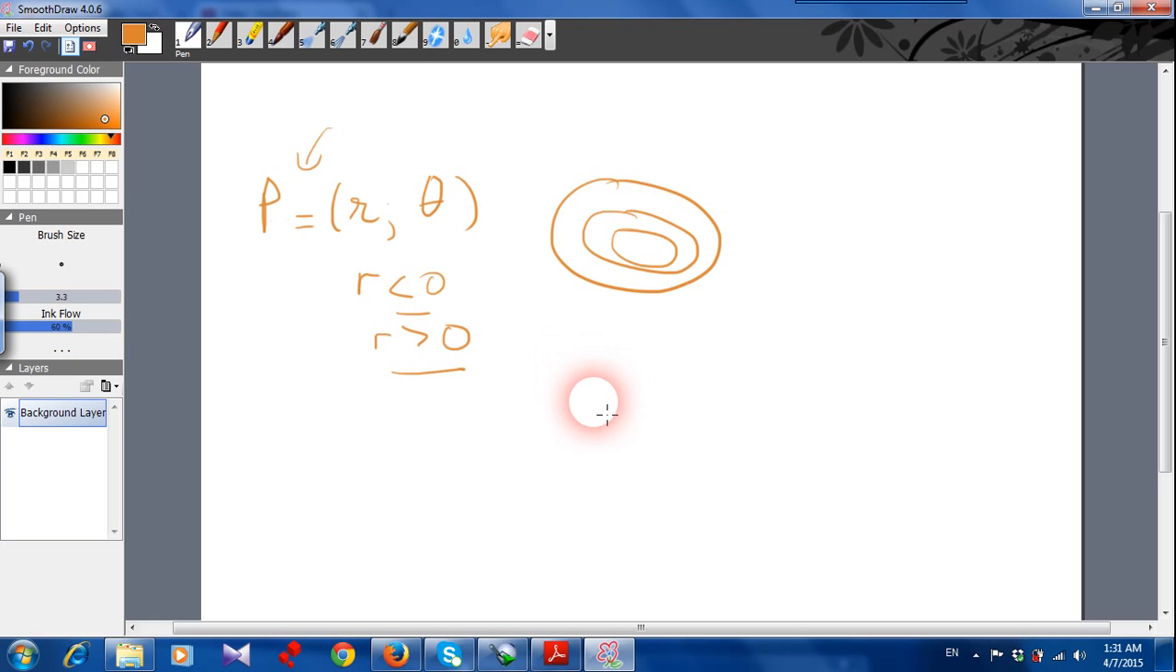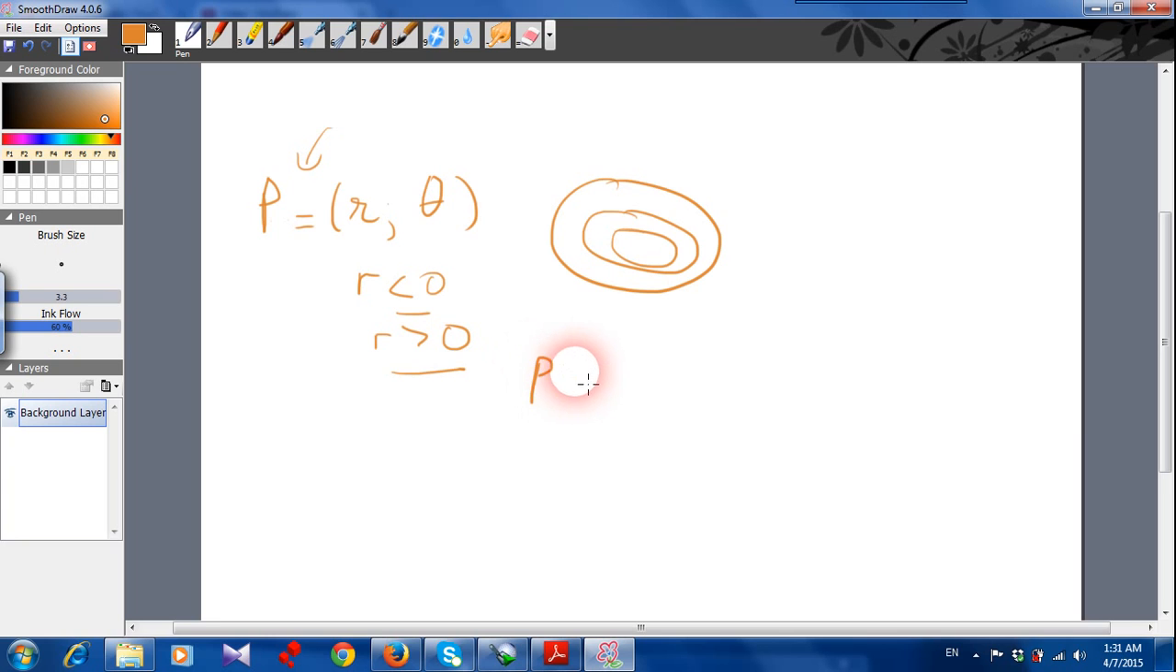So we have a rule. If r is positive, the point lies on the terminal side of theta. If r is negative, the point lies along the ray opposite the terminal side of theta. So what does that mean?